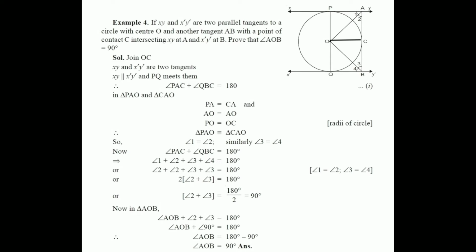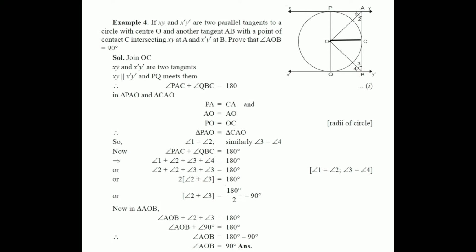Again, side AO of the first triangle is the same as side AO of the second triangle. It is a common side. Third one is side PO equal to OC, the radius of the circle. It is equal in length. It means in both the triangles PAO and CAO, all the three sides are equal. It means we can apply the SSS congruency axiom and make these two triangles congruent.